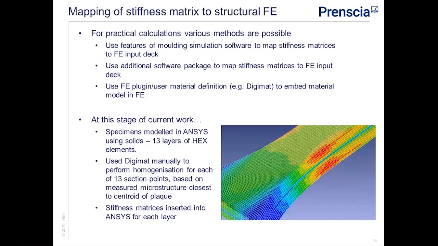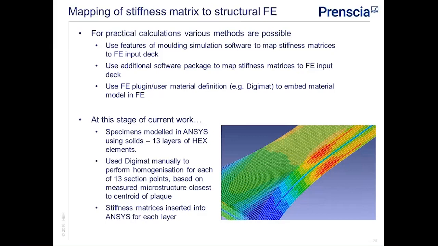So there's a number of ways that you can put this information into the FE. You can use features of the moulding simulation to map stiffness matrices onto the FE input deck. You can use additional software packages, or you could use Digimat as a plugin to embed the material model in the FE. For the work that I've done here, I've done it manually.